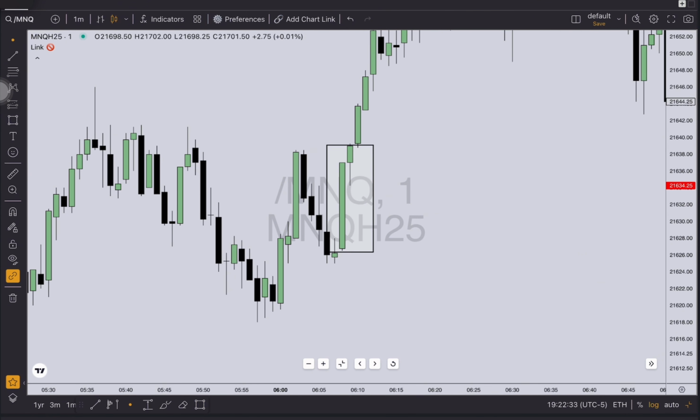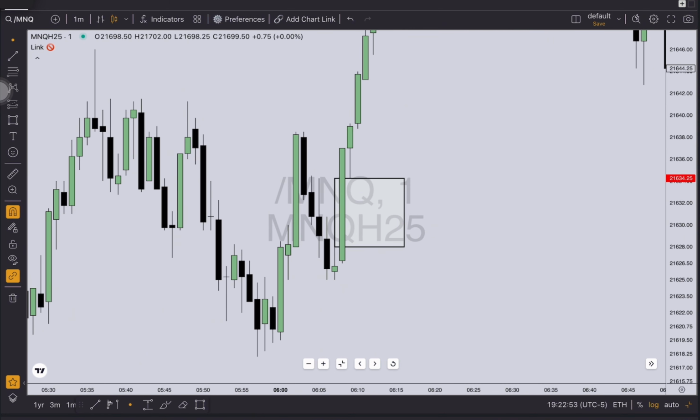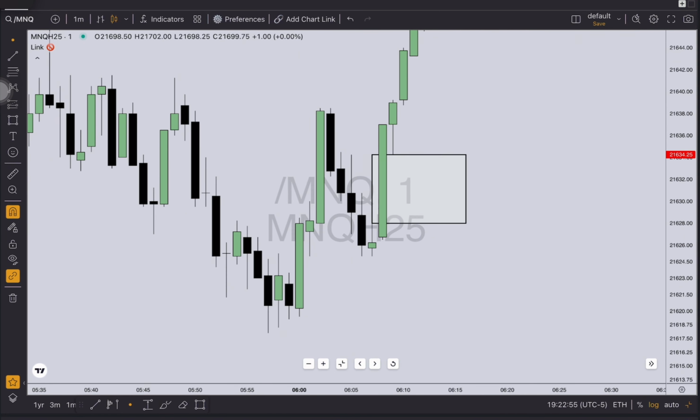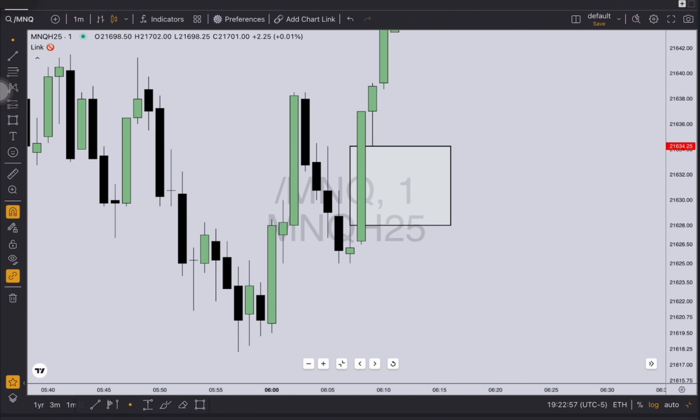Right here, if I ask you guys to give me a fair value gap in this region, you guys most likely will tell me that the fair value gap is basically this right here, correct? That is correct in most cases, but if we look closely, we can see that there's a volume imbalance right at that fair value gap.